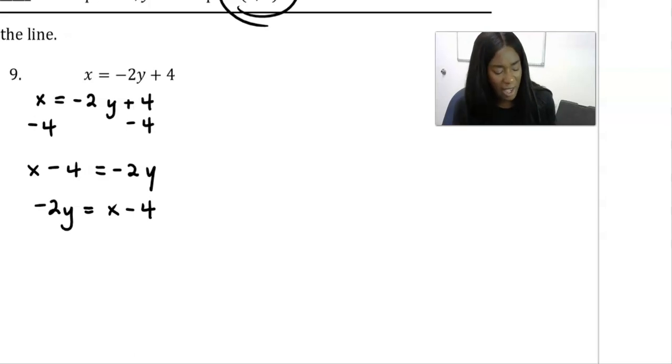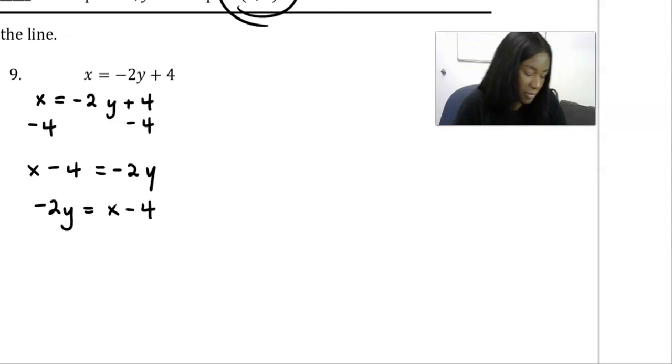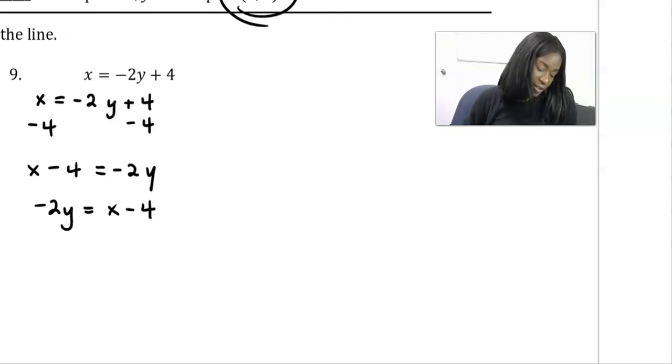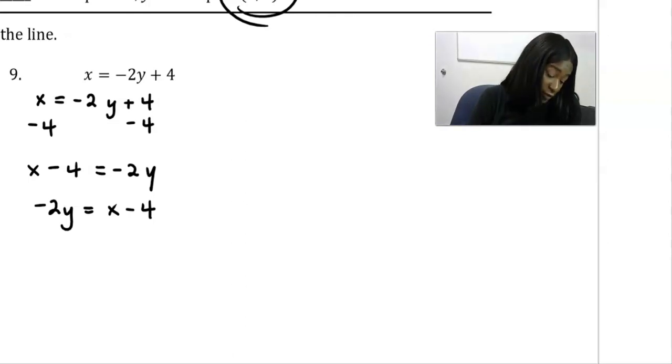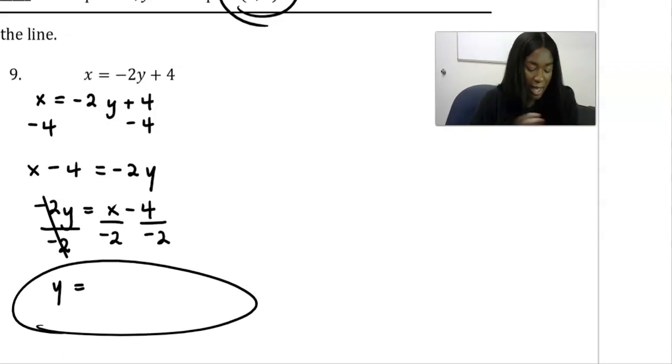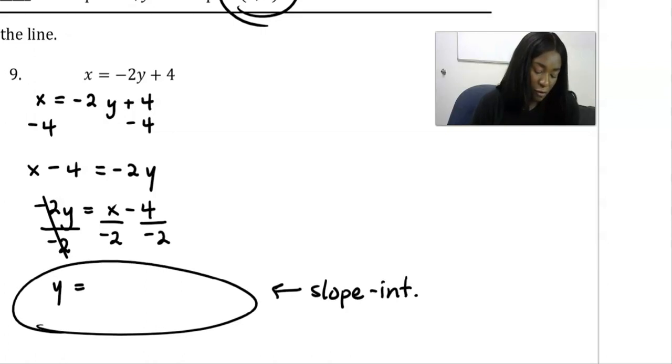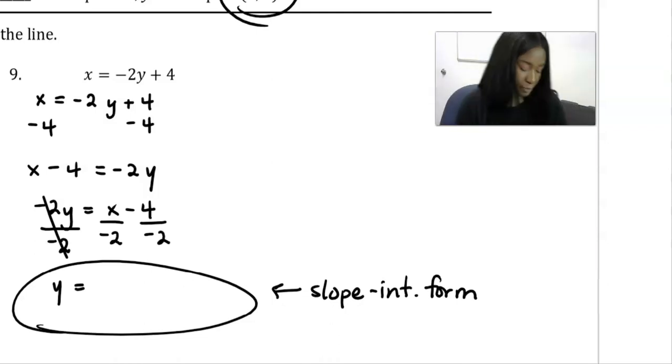There's lots of ways you could have done that. You could have just moved the 2y to begin with and then moved the x. It doesn't really matter to me. We still do not quite have y solved by itself yet, so we need to go through and divide everything in this equation by negative 2. So I'm going to divide by negative 2, divide by negative 2, and divide by negative 2. And I did that, so now I have y by itself. So we'll fill out the right side, but we know once we have y by itself that we then have slope-intercept form of the line. Because all you have to do to get slope-intercept form is solve for y.